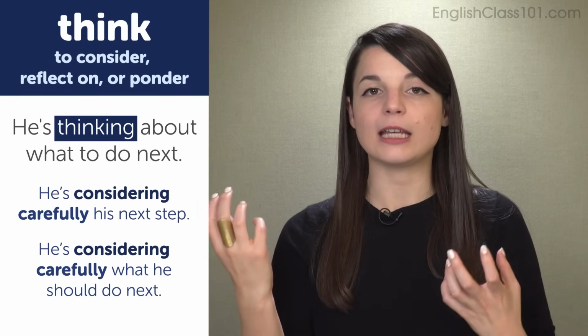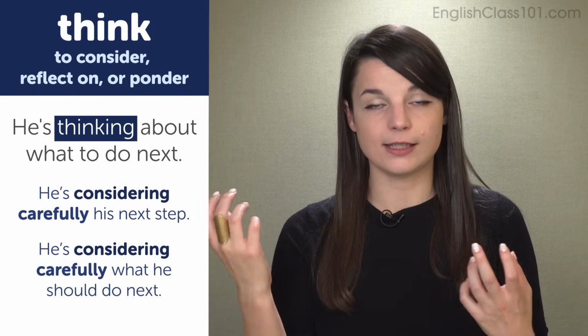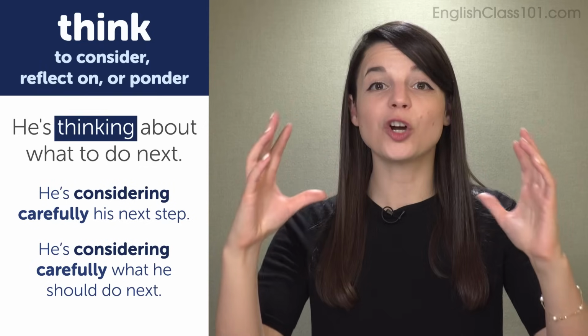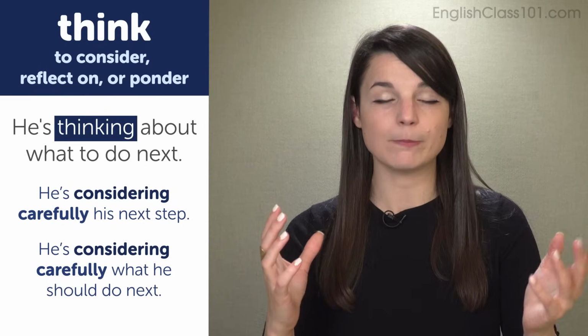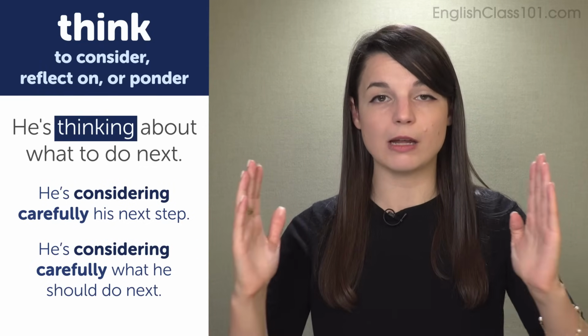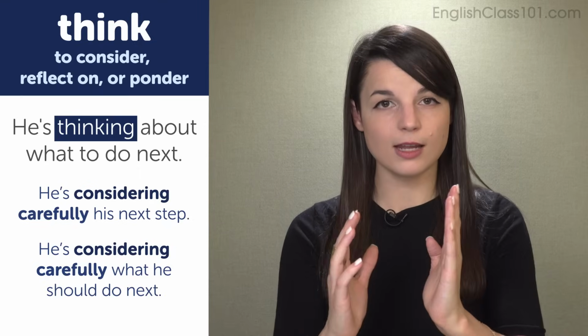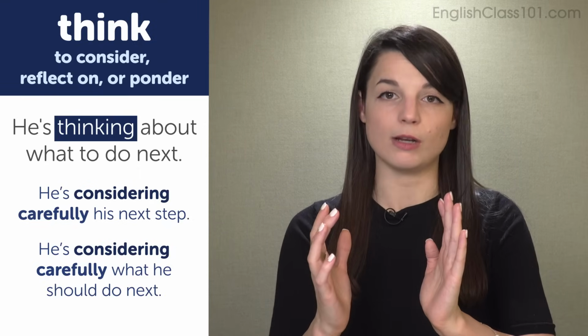So thinking is used in the progressive tense here to show that he is currently, at this time, considering something carefully. But to consider carefully, we can make shorter and use the verb thinking. He's thinking about what to do next.